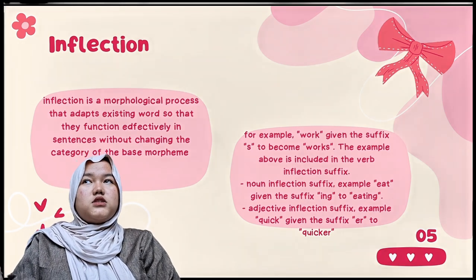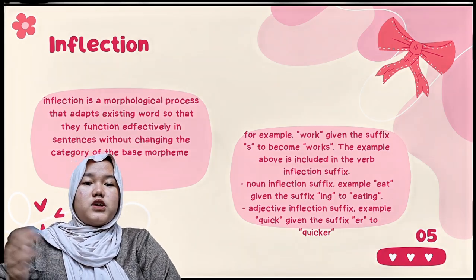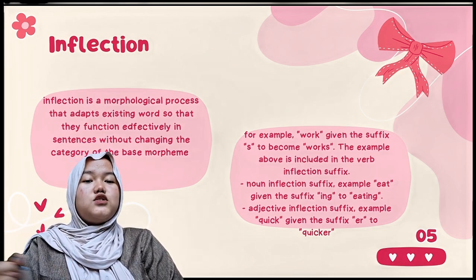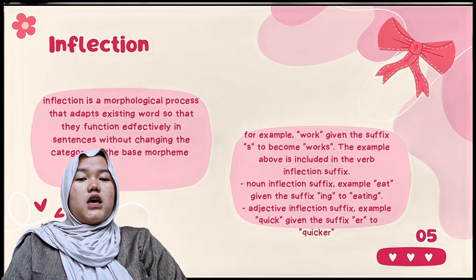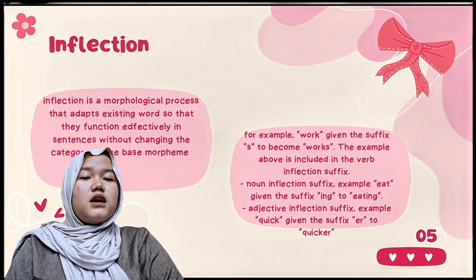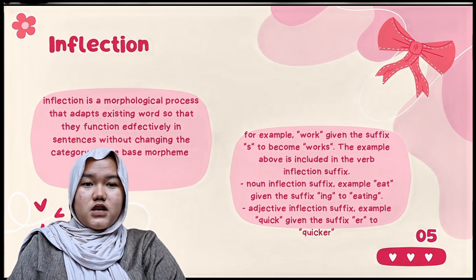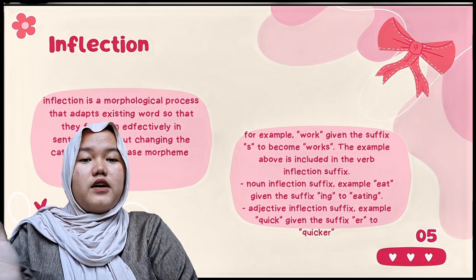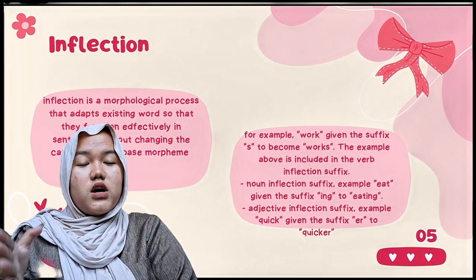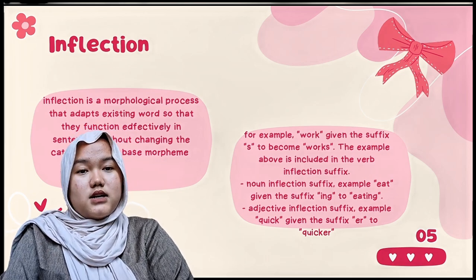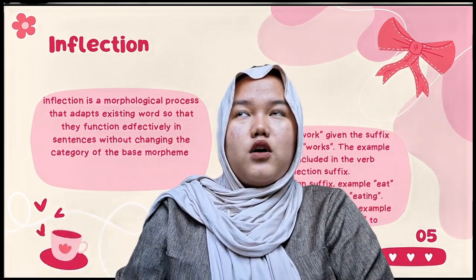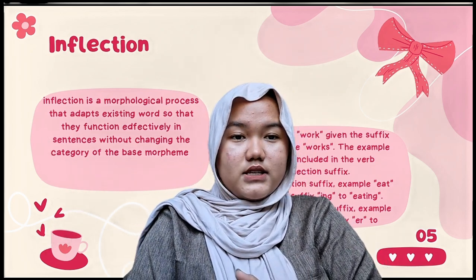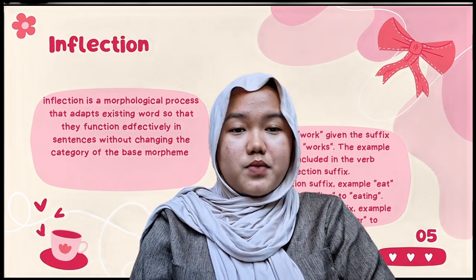There is also the inflectional suffix ing. For example, eat is suffixed with ing to become eating. And the last one, there are adjective inflection affixes. For example, quick is given the suffix er to become quicker. That was the material about morphology, derivation, inflection, prefix, suffix, free morphemes, and bound morphemes.